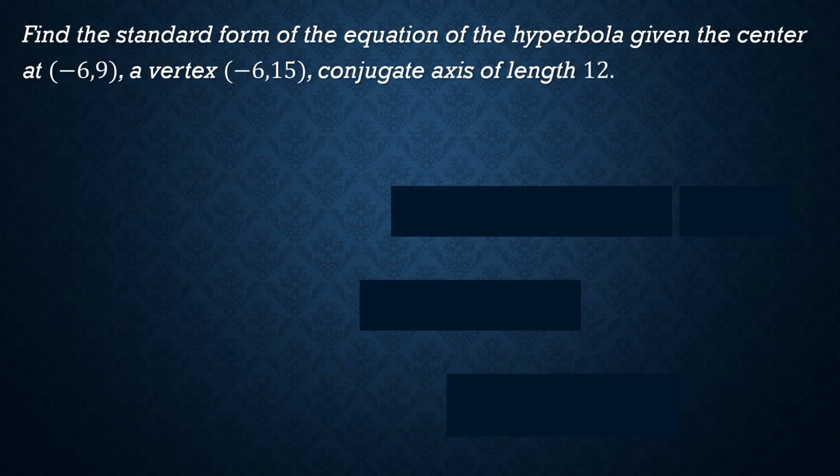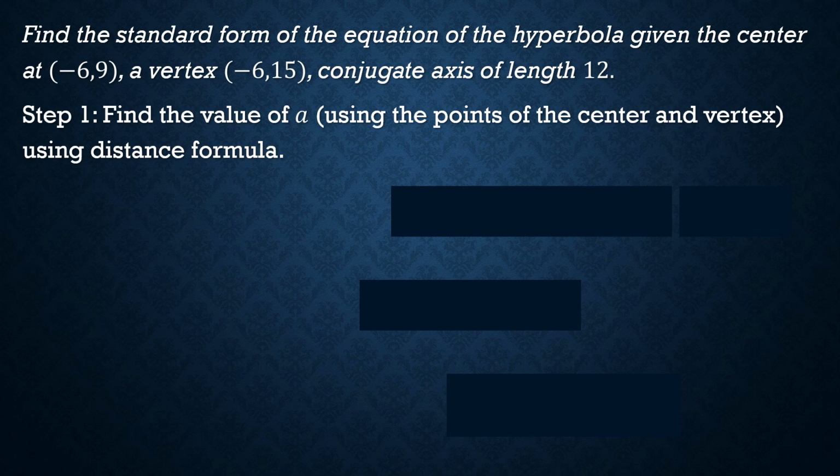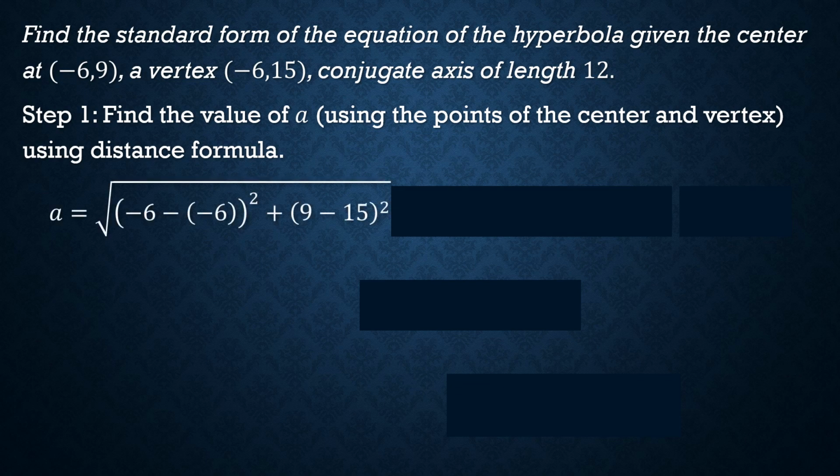Last example, we're going to find the standard form of the equation of the hyperbola given the center at negative 6, 9, a vertex negative 6, 15, conjugate axis of length 12. Step number 1, find the value of A using the distance formula. So, ang ginamit ko dito is yung points ng center and vertex. So, substituting yung points ng center and vertex sa distance formula, yan yung labas.